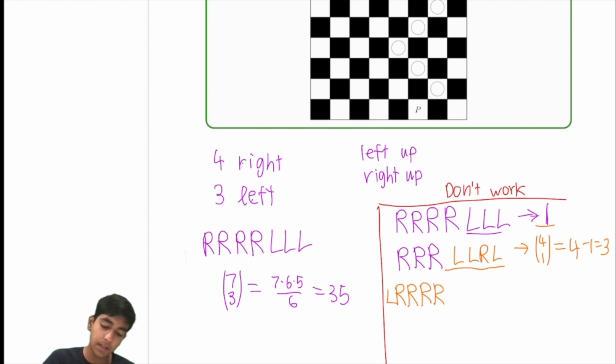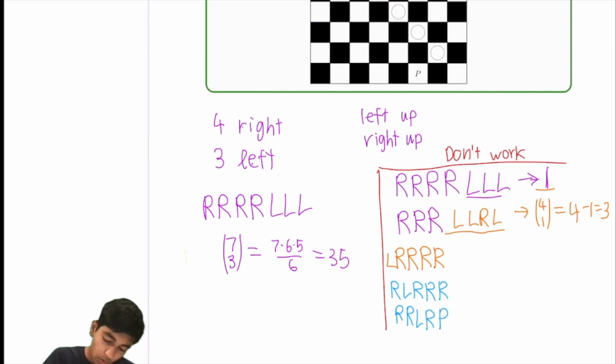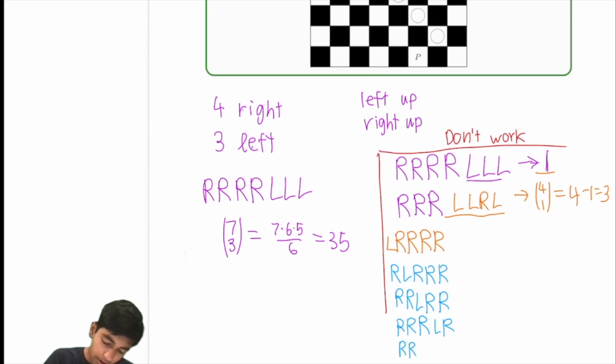So what are those possibilities? Now I'm just going to write these out because this is a problem where we could have some overlap. L, R, R, R, R, or R, L, R, R, R, or R, R, L, R, R, or R, R, R, L, R, or R, R, R, R, L. These are all the possibilities. We could have just said, oh, there's 5 choices for where the L can go.